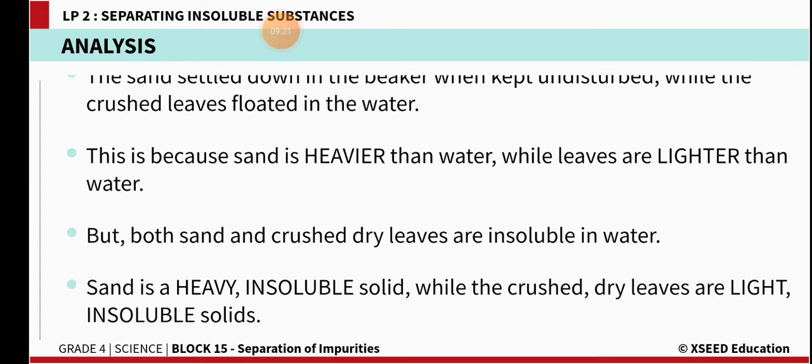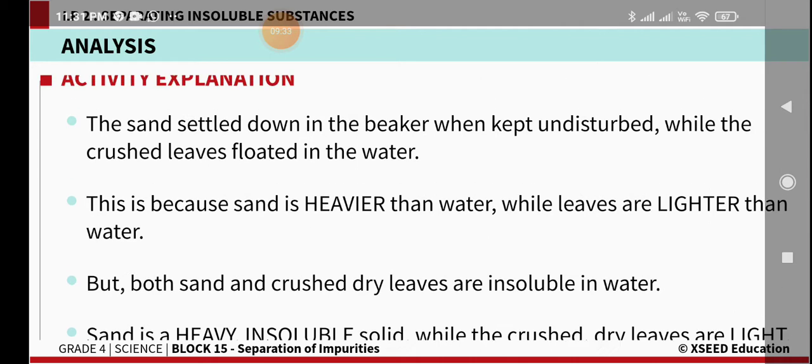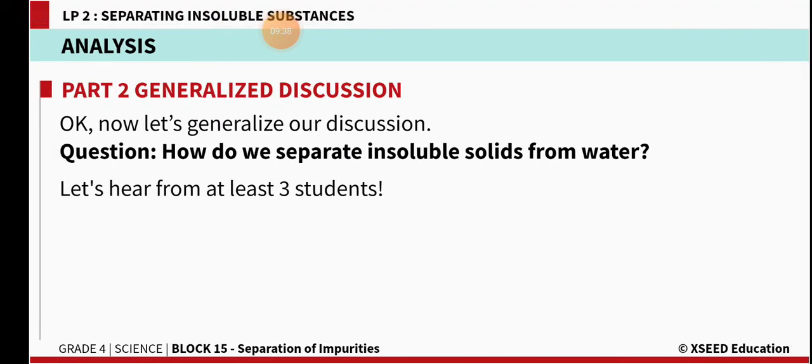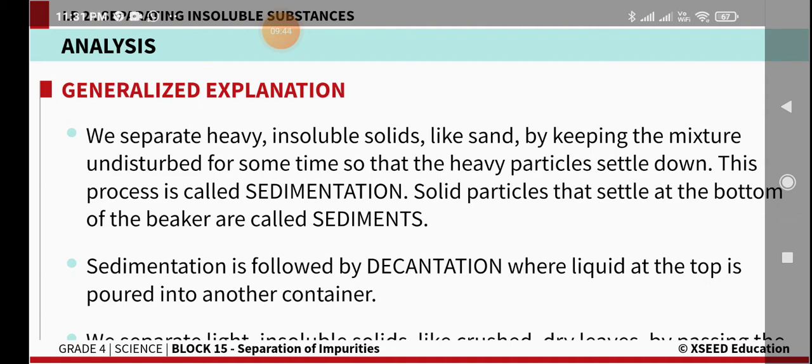But both sand and crushed dry leaves are insoluble in water. They are not mixing in the water. Sand is a heavy insoluble solid, while the crushed dry leaves are light insoluble solids. Now, how do we separate insoluble solids from the water? By decantation, sedimentation, or the filtration process.